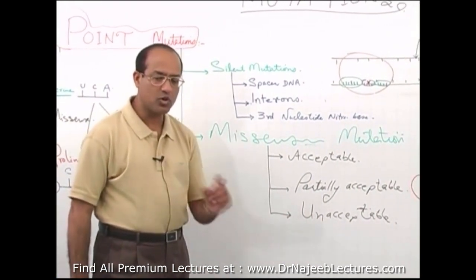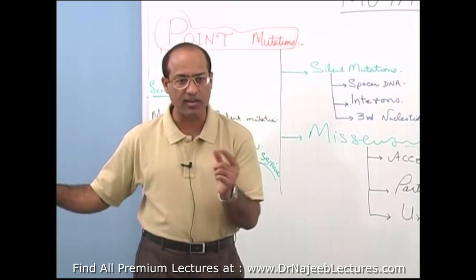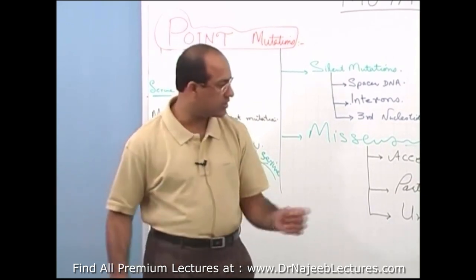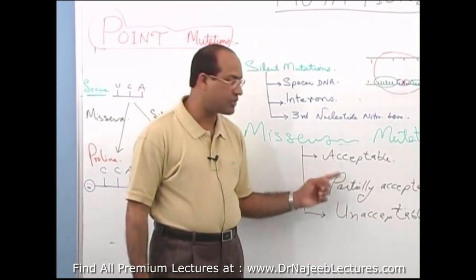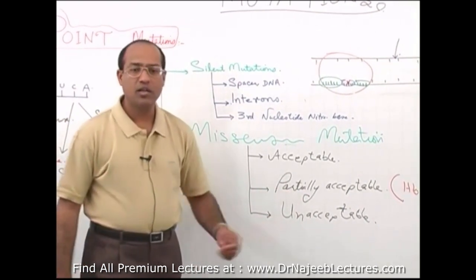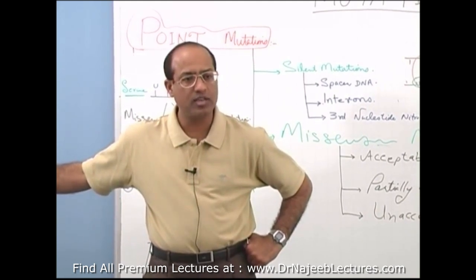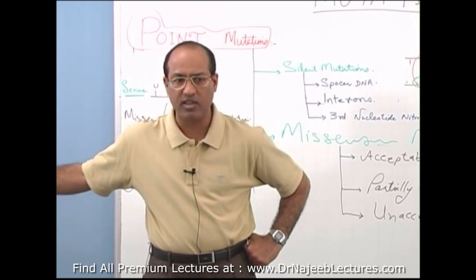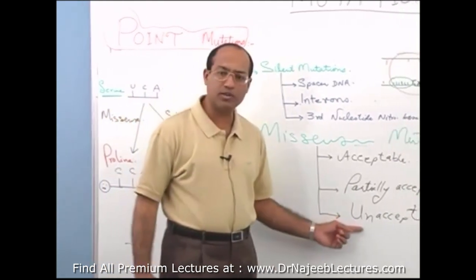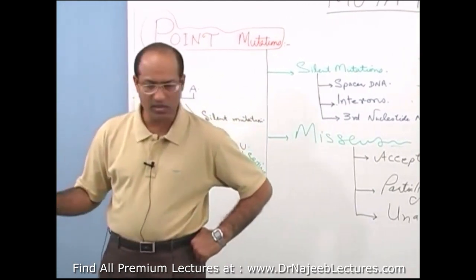This depends on the physicochemical characteristics of the new amino acid and the original amino acid. If both are similar, and in spite of alteration of one amino acid the protein is still structurally and functionally behaving very well and doing its function, then it should be considered acceptable. And if it is doing some of its functions and not other functions, we call it partially acceptable. And if after replacement, the new amino acid which is inserted due to point mutation has very different physicochemical characteristics than the original amino acid which was supposed to be there, and the protein drastically alters and fails to perform any of its normal functions, we say the missense mutation is unacceptable.